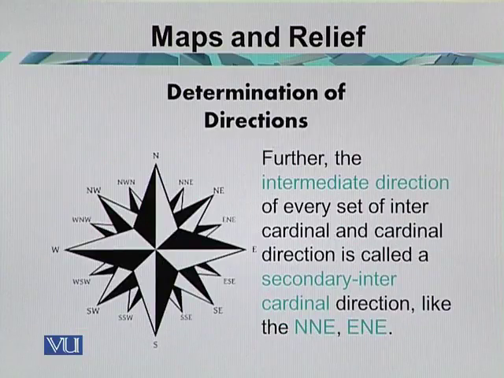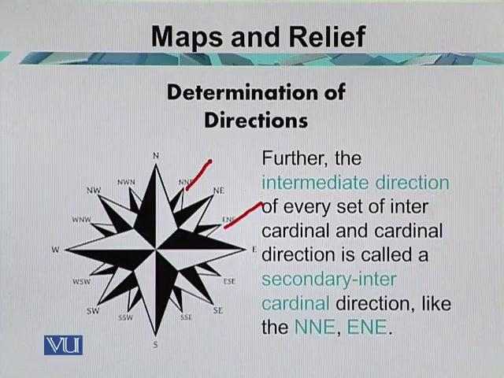Now, furthermore, the other minor directions are also very important in the compass. These are called the intermediate directions, or every set of intercardinal and cardinal direction is called a secondary intercardinal direction, like north-northeast. So it is a minor direction which is between north and northeast. So it's called the north-northeast. Same is the case with east-northeast. It's closer to the east, so that's why it is called the east-northeast.